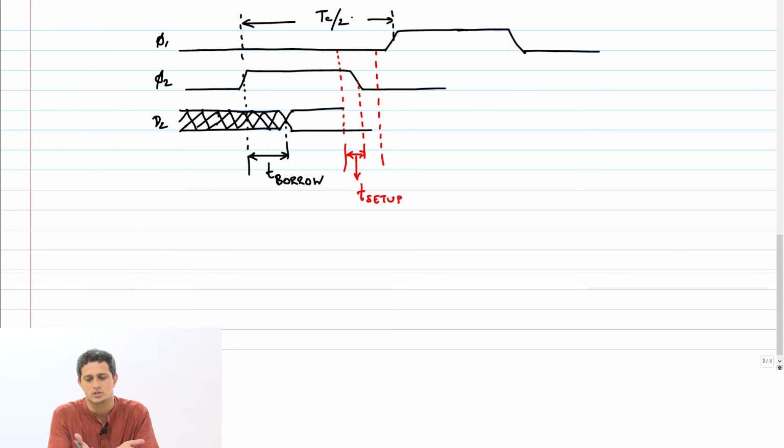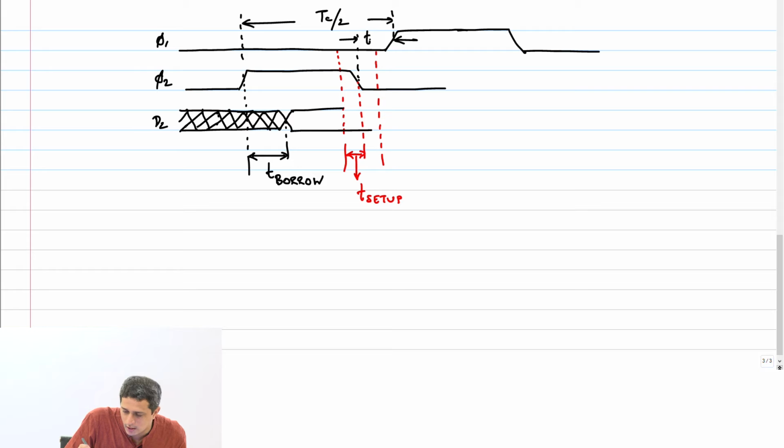Just think about it. Suppose this were basically zero non-overlap, right? Then what would happen? The duty cycle would be 50%. Both phi 1 and phi 2 would be on for Tc by 2. That's what I'm showing here. This time is Tc by 2 and this time is basically T non-overlap.